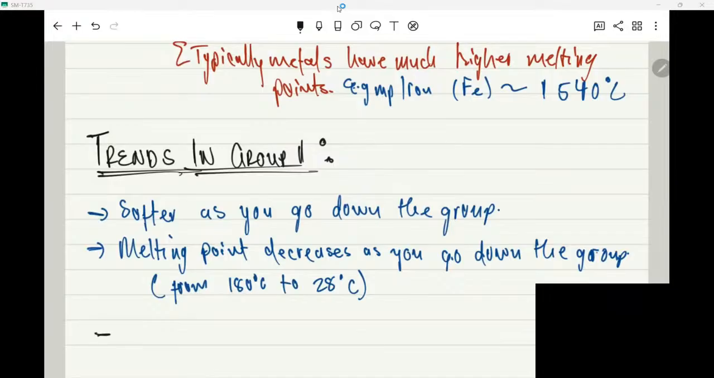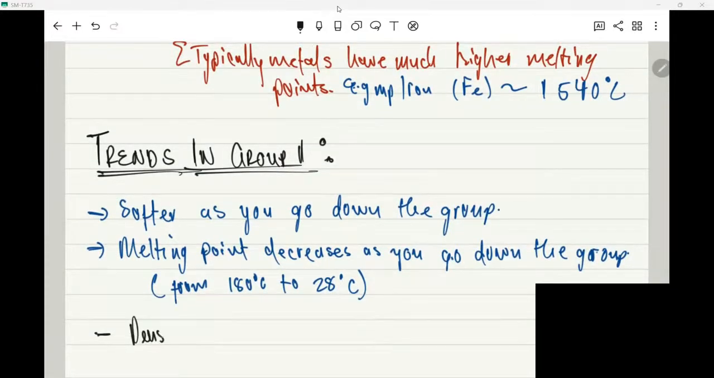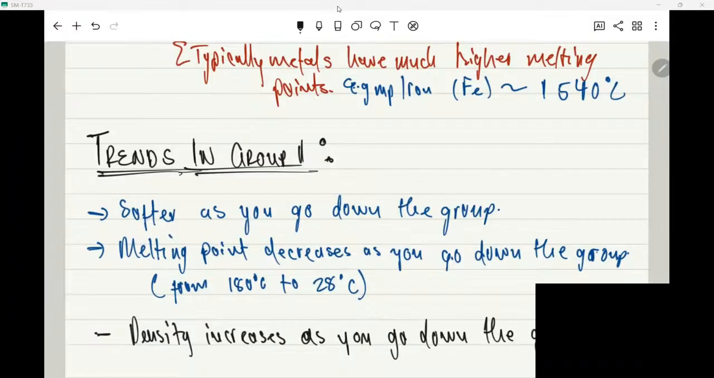You see it? Now, what else? Density, which is how heavy they are, is the one that only increases as you go down the group. So say density increases as you go down the group. I think we're done with this.